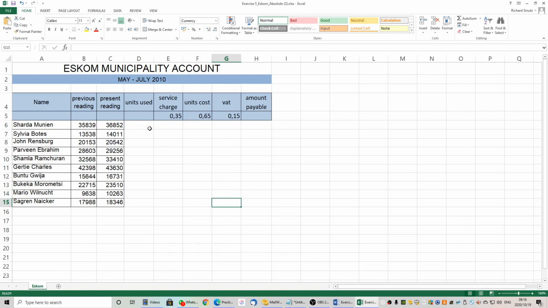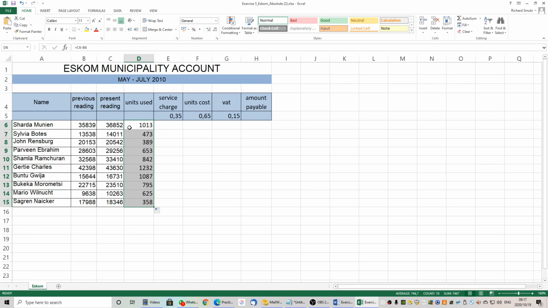Right. The first thing that we would like to do is to calculate the units used. And it's in the questions. They are telling you in the questions what you need to do. And that simply equals the present reading minus the previous reading. Will give you the units used. And there we go, 1013. I may use my fill handle to copy down. There we go.